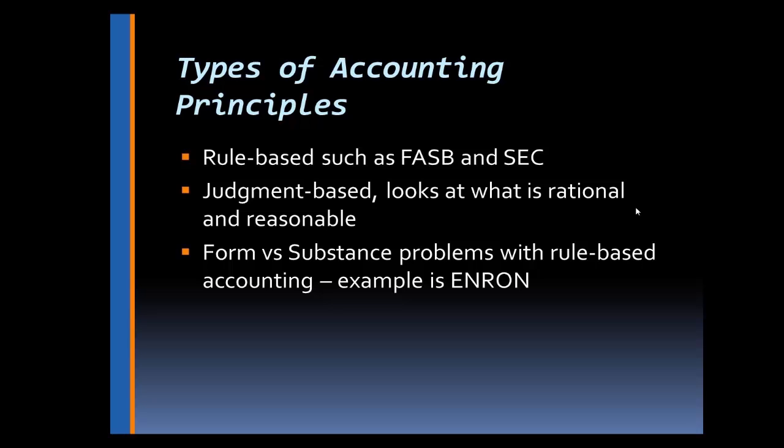Prior to FASB, most of our accounting principles were judgment-based. They looked at what was reasonable and rational and applied those to making decisions as to how financial information should be presented in the financial statements. This is a little bit of a form versus substance problem as far as rule-based accounting is concerned. When you looked at the judgment-based type of principles, it was open to discussion as to whether the item was presented in a reasonable and rational fashion. When it's a rule-based type of thing, you look and say, does the item follow the letter of the law?